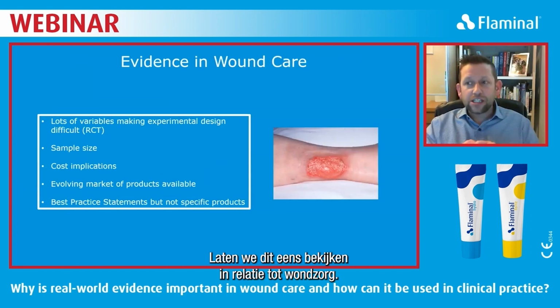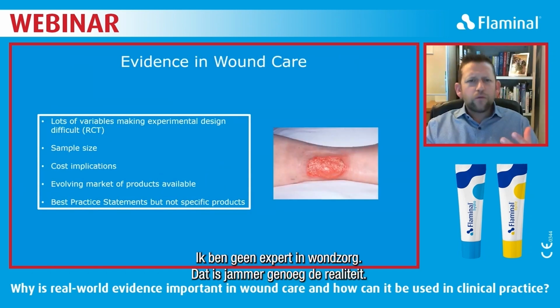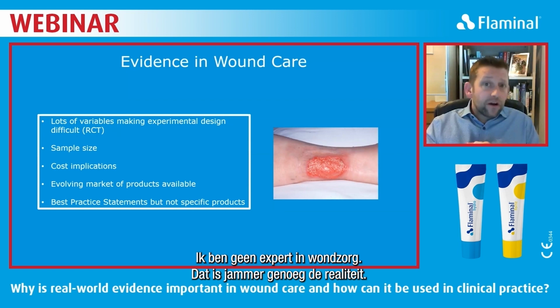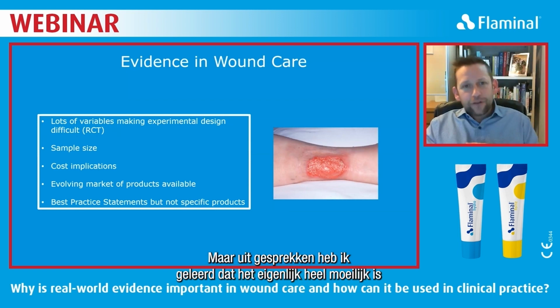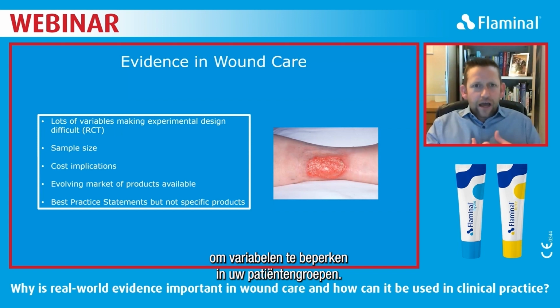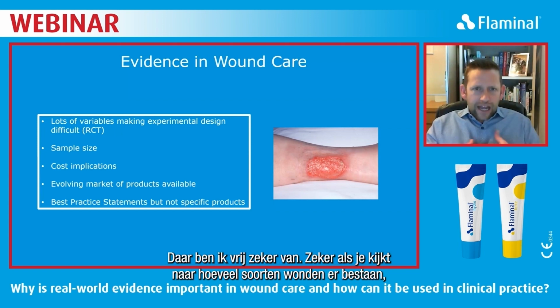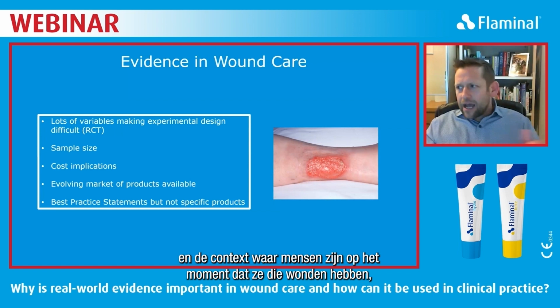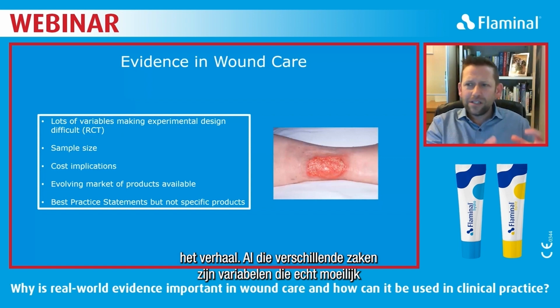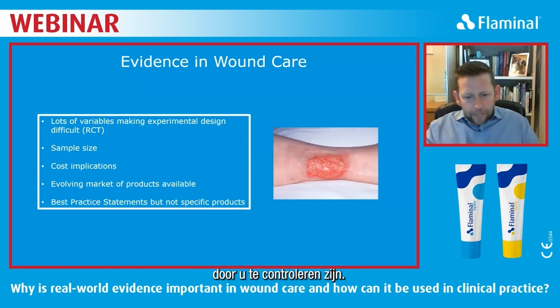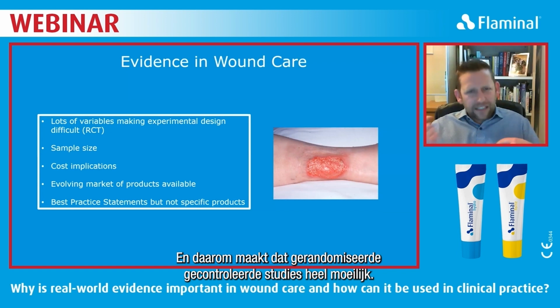Let's think about this in relation to wound care. Within wound care, I'm no expert in wound care. I will hold my hands up. However, from having discussions, I'm very, very aware that actually it's very difficult to minimise variables among your patient groups. I'm pretty sure, especially the range of wounds that there are, and the context of where people are at the time when they have these wounds, the history, all these different things are variables that are really, really difficult for you to control. And so therefore, that makes randomized controlled trials very, very difficult.